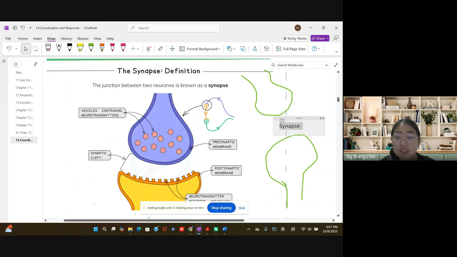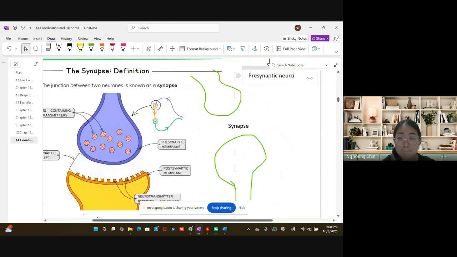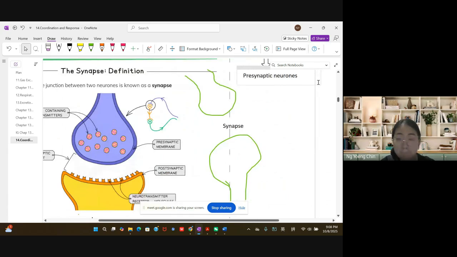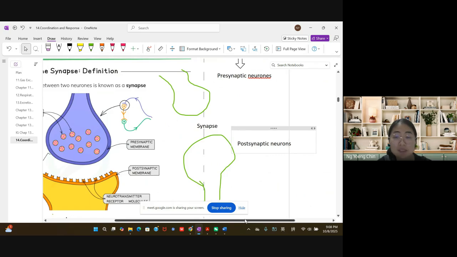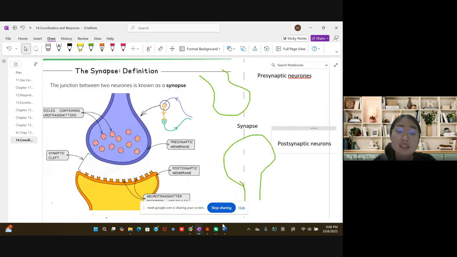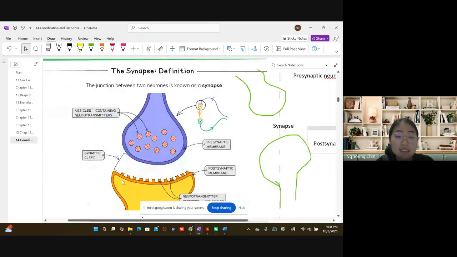Synapse occurs between these two neurons. One is the pre-synaptic neuron and the other is the post-synaptic neuron. Synapse is just like the space. Synapse is similar to the synaptic cleft, just an empty space.